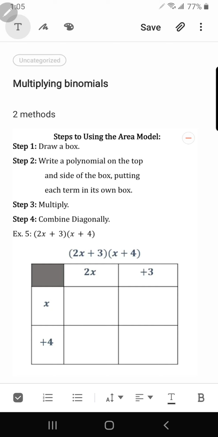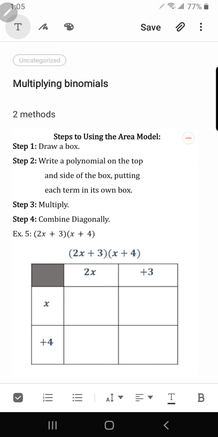Hello. Okay, so today's lesson is on multiplying binomials. A binomial is basically an expression that has two terms. Bi means two. So we're going to be multiplying a binomial by a binomial.